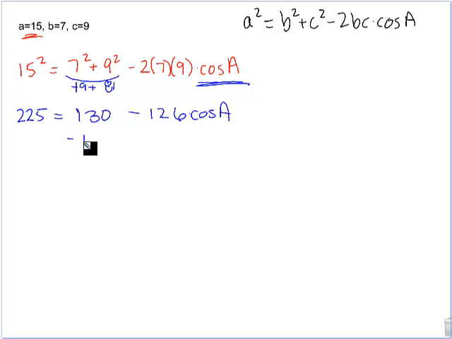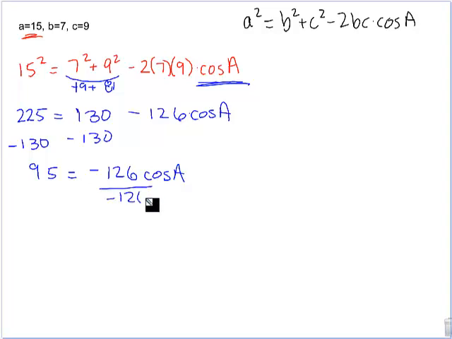Yeah, subtract the 130 over. So we have 225 minus 130. Where do you get 90 what? Yeah, so 95 is equal to negative 126 times the cosine of A. We would not add the 126 over, no. We divide it. It's attached with multiplication. Okay, so 95 over negative 126, we're just going to get some decimal for that, right?